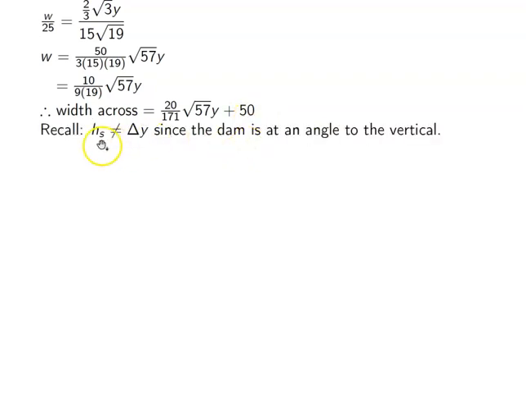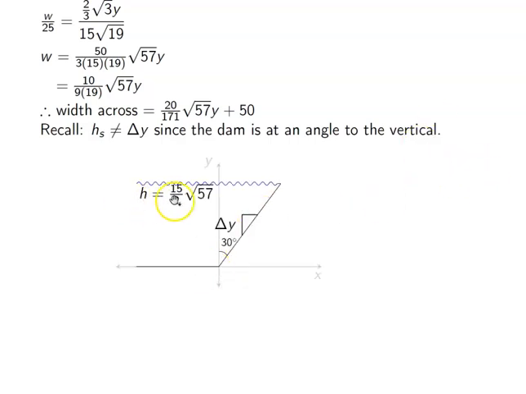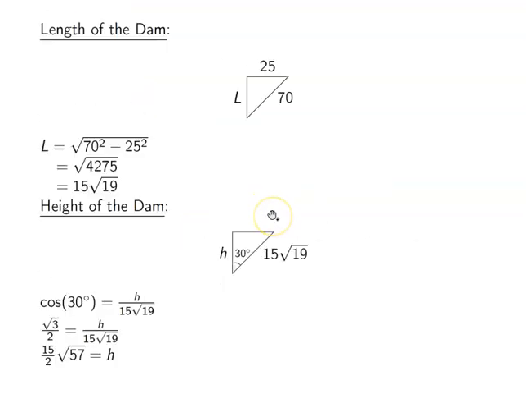Okay. Again, remember that little slice on the horizontal is not the same as delta y because the dam is 30 degrees forward. So it's not the same as the change in y on the vertical, right? So we have a height of 15 over 2 root 57, just in case you need to remember what our height was here. Okay, the length of the face is 15 root 19. The dam height itself from the top depth-wise is 15 over 2 root 57.